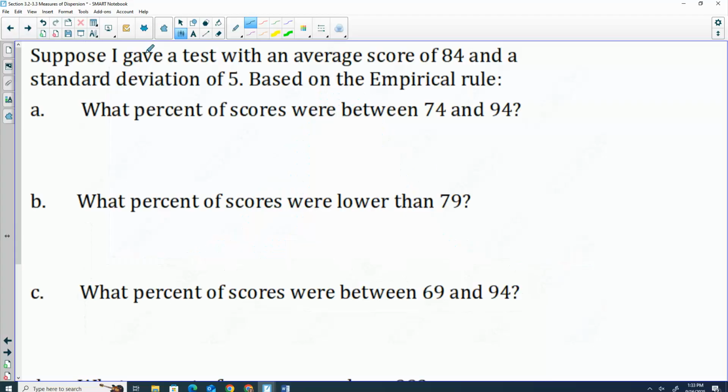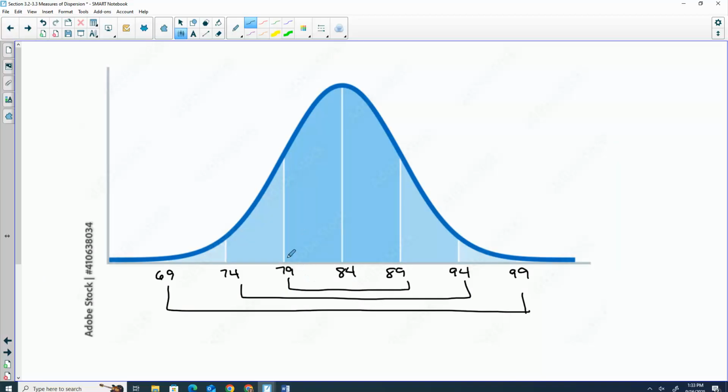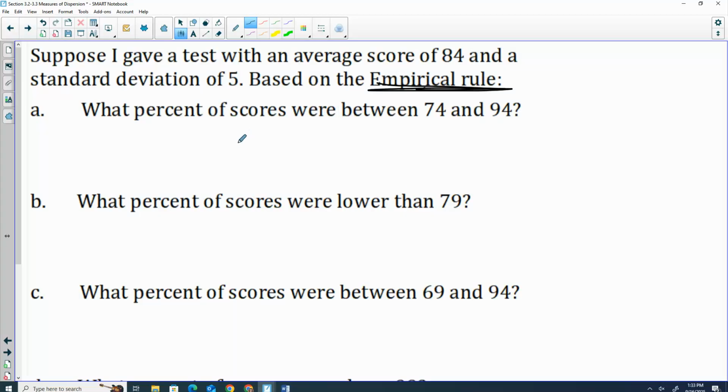So if I said, based on the empirical rule, so that means our data is bell-shaped, what percent of scores were between 74 and 94? So 74 to 94 is 2 standard deviations, so that would be? That's one. And do you have to memorize those percents? Nope, they're on the formula sheet. What percent of scores were lower than 79?